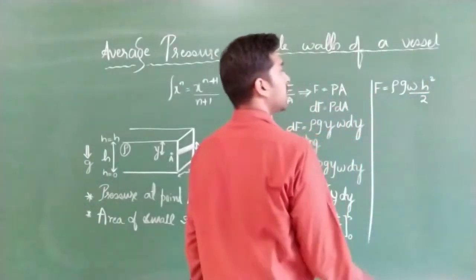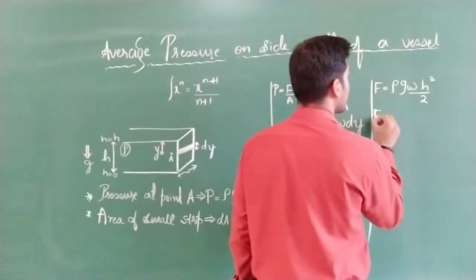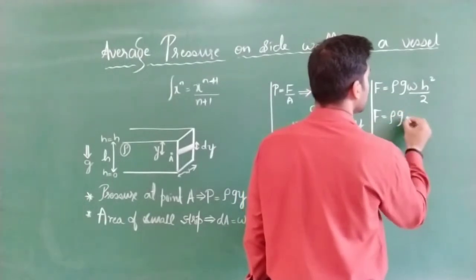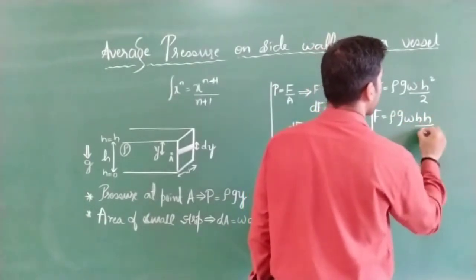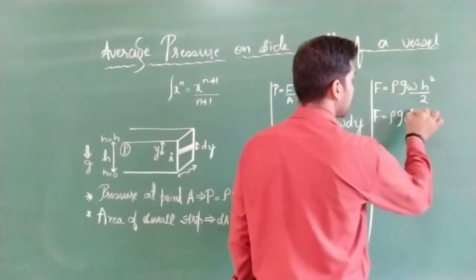Clear? Now this h square, I will just split it as h into h. F is equal to rho g w h, whole divided by 2, times h. Clear? Now just concentrate on this factor, w into h.